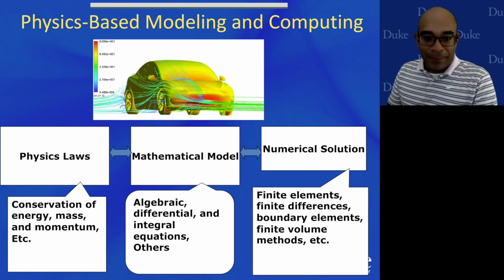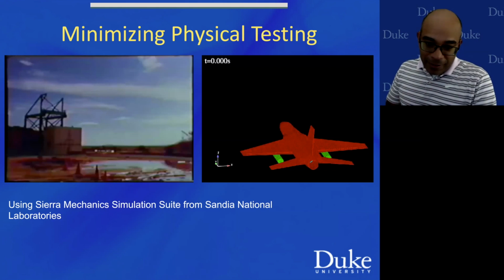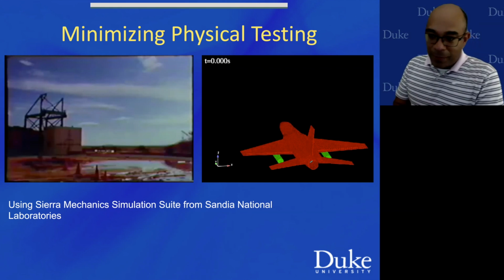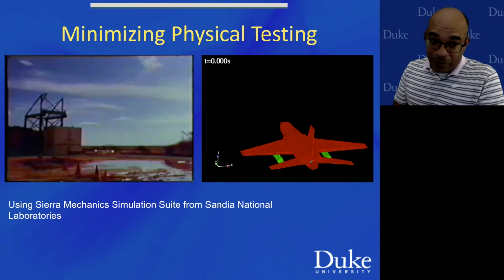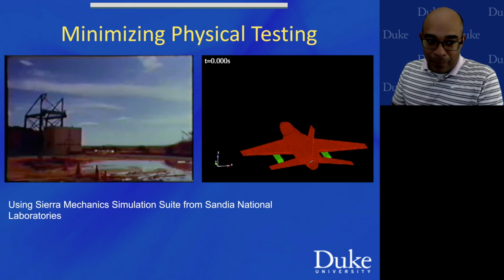The next slide. So for instance, one of the huge impacts that computing has had is minimizing physical testing. There are tests like the one that you're seeing here, let's say an airplane, where we are interested in understanding the robustness of a design of an airplane, and we're going to crash it and understand how it works. Well, we cannot do a lot of those tests.